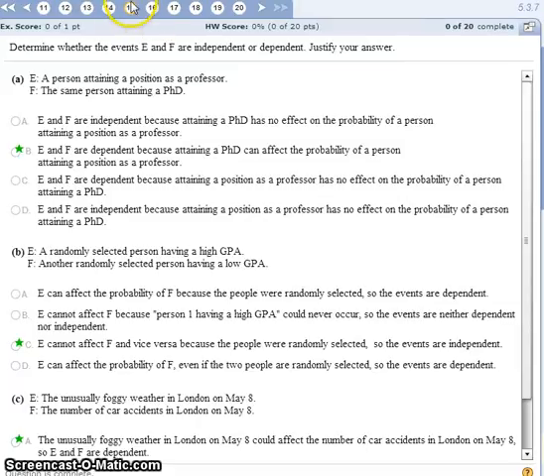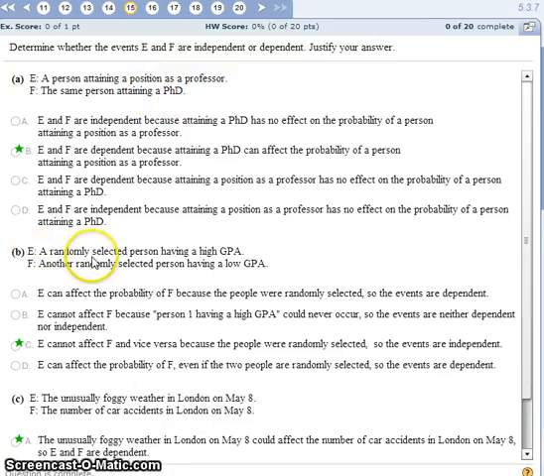For number 15, we're going to look at examples and decide if they're independent or dependent. Events are independent if when one happens, it has no effect at all on the probability of the other happening. So for A, we have a person attains a position as a professor and the same person attaining a PhD. So these are going to be dependent because when someone has a PhD, they are much more likely to get a position as a professor. The probability goes up of getting a professor job when you have a PhD.